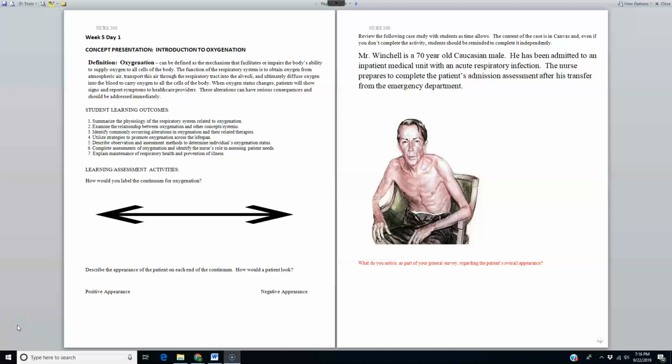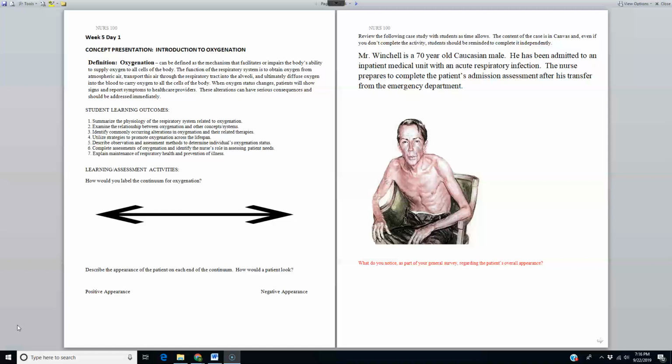Class, we're going to talk about the very important concept of oxygenation. And as you can tell from your handouts, this is defined as the mechanism that facilitates or impairs the body's ability to supply oxygen to all cells of the body.